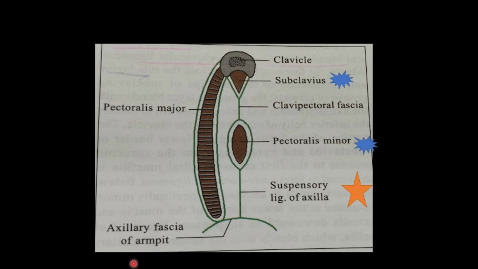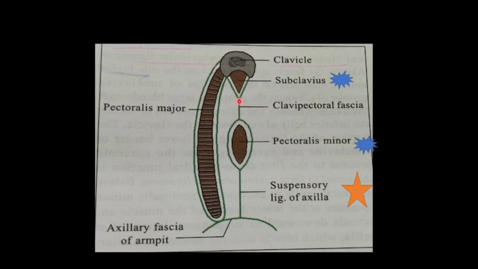In this diagram, you can see the clavicle, the pectoralis major muscle, then the subclavius muscle, and the pectoralis minor muscle. The clavipectoral fascia is located in the anterior wall of the axilla, deep to the pectoralis major muscle. So this is the clavipectoral fascia. Or in other words, it is a strong sheet of fascia that stretches from the pectoralis minor to the clavicle.